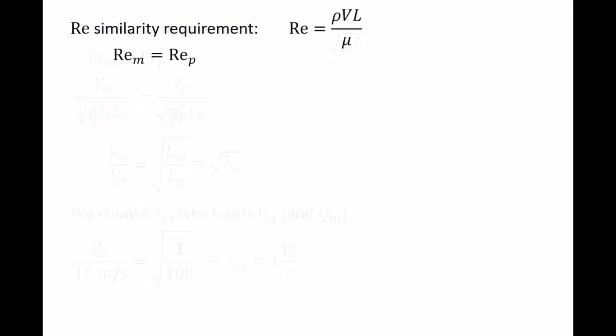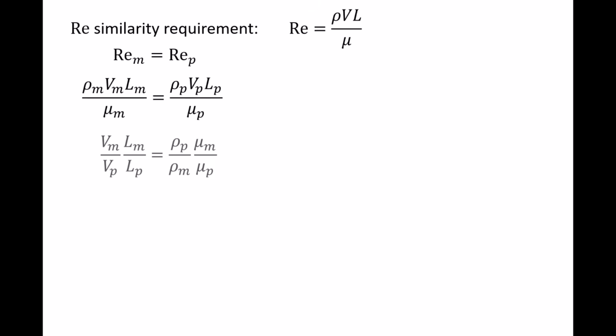The last similarity requirement we need to address in order to attain similitude is that the Reynolds number of the model should equal the Reynolds number of the prototype. That is, Re_m equals Re_p. We plug in the expression for the Reynolds number, which is density ρ times speed v times characteristic length L divided by the absolute viscosity mu.